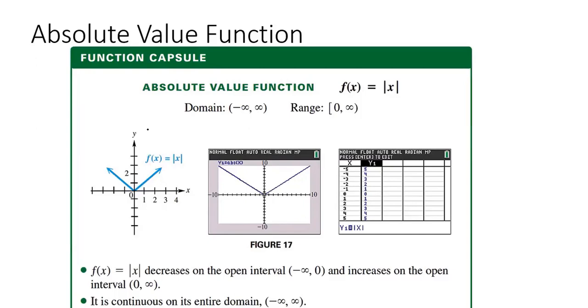The absolute value function, f of x equal to the absolute value of x, is like y is equal to the absolute value of x. You can use your graphing calculator to see the shape of the graph. You see the function from left to right decreases from -infinity to 0, and increases from 0 to +infinity.